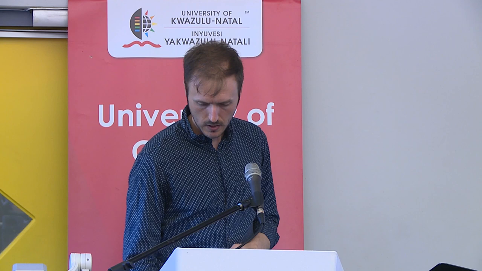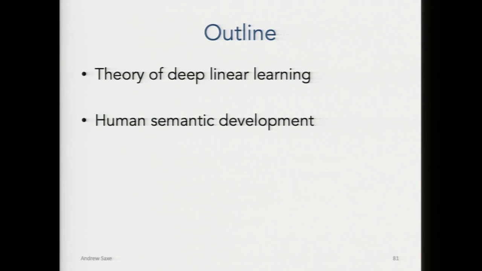And so what I'll talk about in the second half is a theory of deep linear learning, but it's really a theory of training error in deep linear learning, and then an application to human semantic development as another concrete psychological application this time.